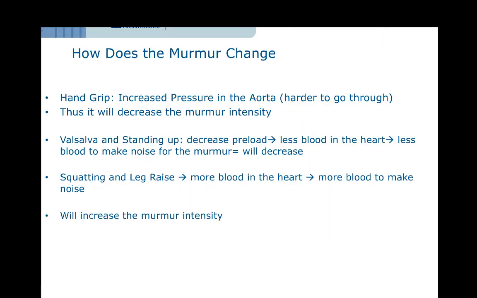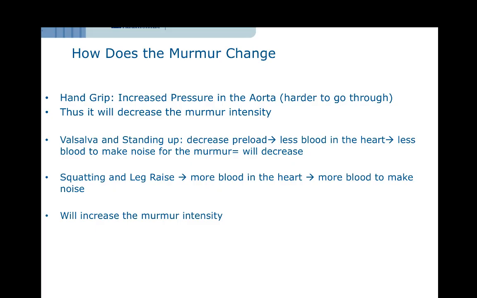So how does a murmur change? So, handgrip, what are you doing to your aortic pressure? We increase the pressure in your aorta, which will make it harder for the blood to go through the aorta already. It was harder to begin with, now you're making it harder. So it'll decrease the intensity of murmur because there's less blood going through.